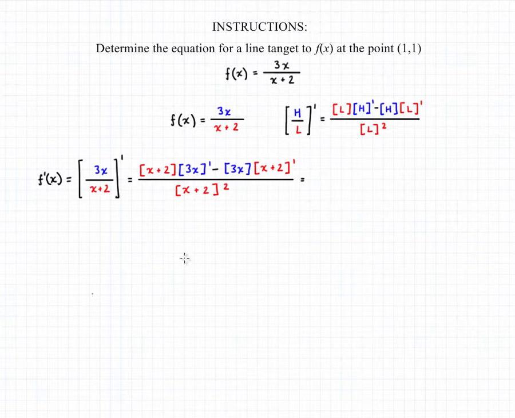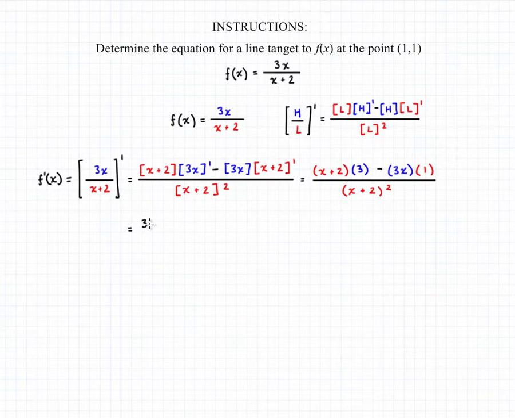Now if we take care of our derivatives, we'll end up with x plus 2 multiplied by 3, and we're going to subtract from that 3x multiplied by 1. This is all still going to be over x plus 2, the quantity squared. And we can clean up our numerator a little, perform some multiplication, and we'll have 3x plus 6 minus 3x over x plus 2 all squared, which we can simplify down to 6 in the numerator and x plus 2, the quantity squared, in the denominator.